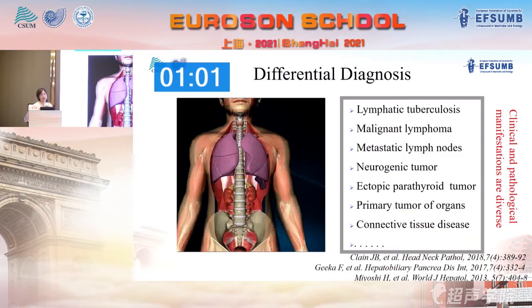Due to the diversity of clinical and pathological manifestations, the diagnosis is very easily confused with diseases such as lymphatic tuberculosis, malignant lymphoma, metastatic lymph nodes, or connective tissue disease. So when lymphadenopathy is encountered clinically, this disease should be considered and a biopsy should be performed. The diagnostic process should combine the medical history, the patient's symptoms, the physical examination, and the pathological examination. It is very important to first rule out diseases with a known cause.